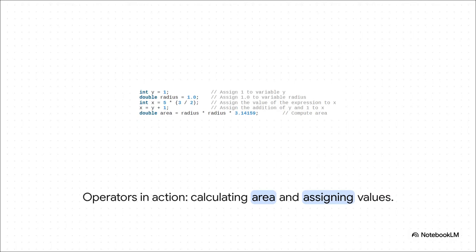So what does this look like in the real world? Well, take a look at this snippet for calculating the area of a circle. You see how the asterisk for multiplication and the equal sign for assignment just work together seamlessly. They take some numbers, they do the math, and they store the result. It's simple, but this is the essence of what operators do. They process and transform your data.